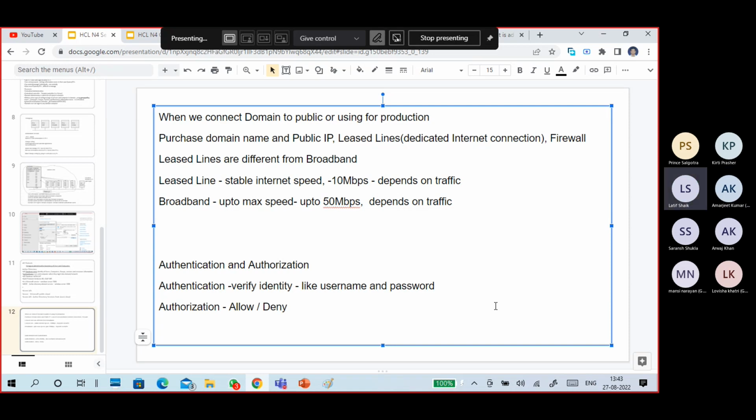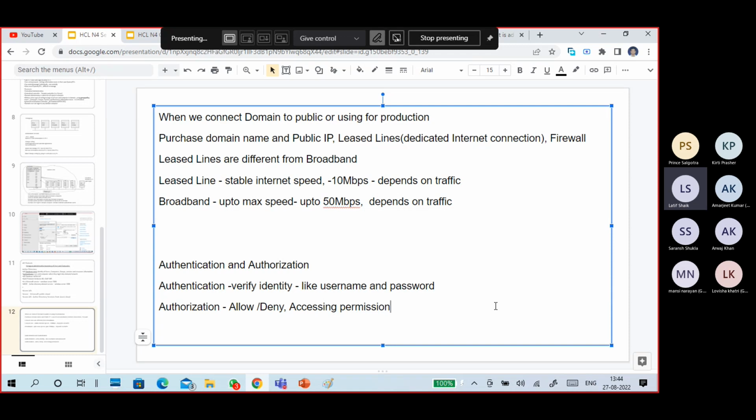Very good, allow or deny. The person will do the authorization: you are authorized to access. Your authorization will tell whether you are allowed or denied, the different ways of accessing permissions. So what is authorization? Authorization means I am giving access permission. Okay, you are allowed. Welcome home.